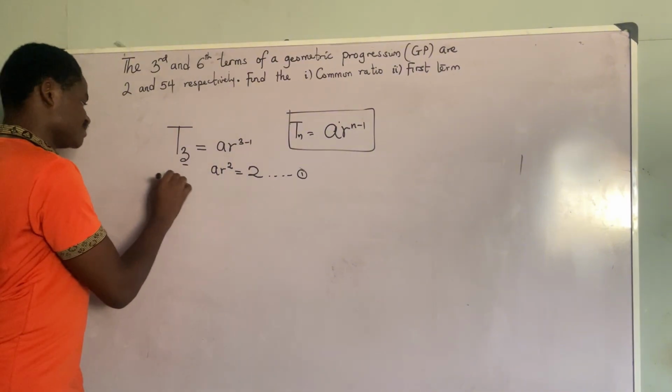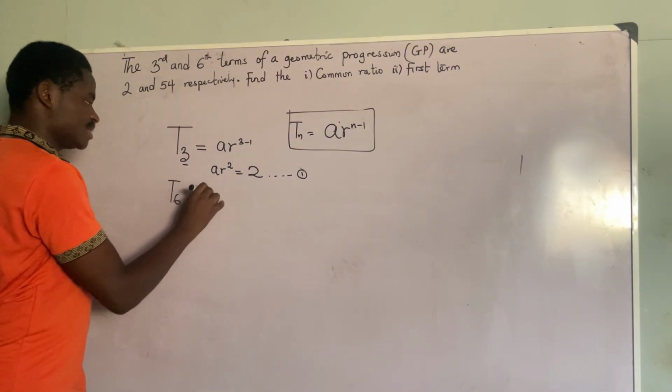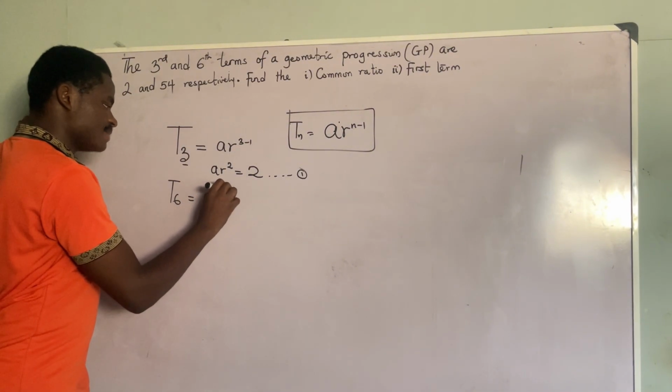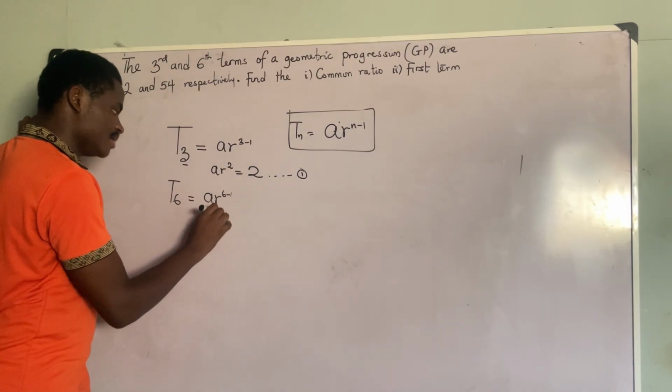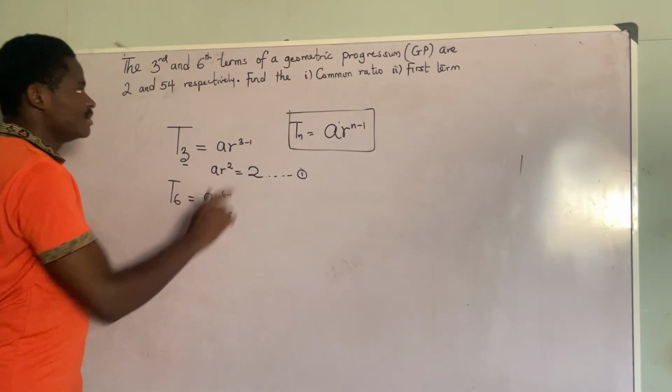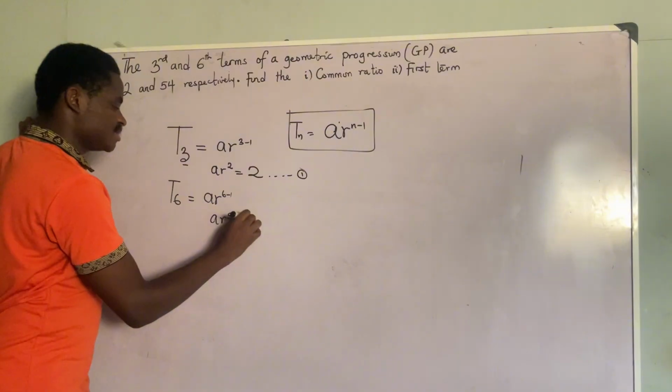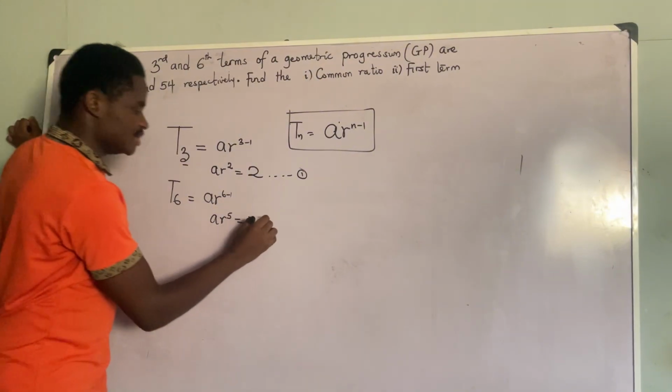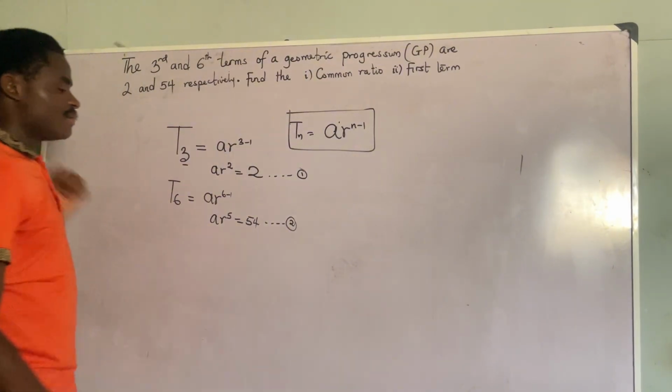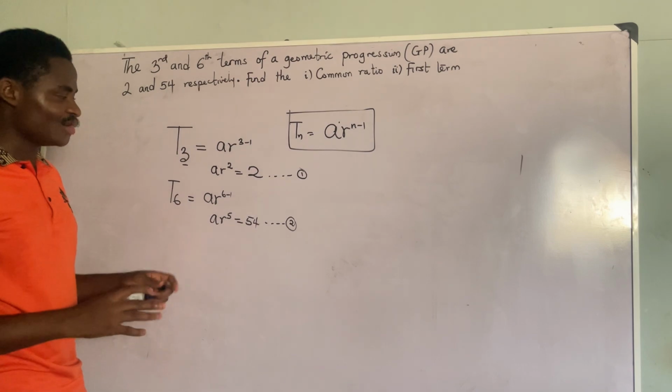Now for the sixth term, T6, n is equal to 6 here. So I have ar^(6-1), so this becomes ar^5. And they say that term is 54. This is equation 2. Now, what can I do to solve for a and r?